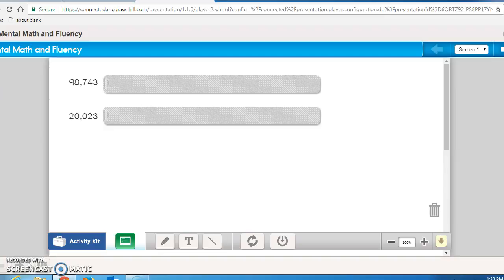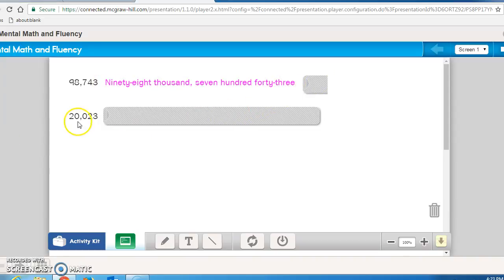What I want you to do is try to read this number out loud to yourself. Hopefully you're realizing and remembering that we say the two numbers together that are before the comma and the three numbers after it together. So this one we would read 98,743. So you try to do the next one.